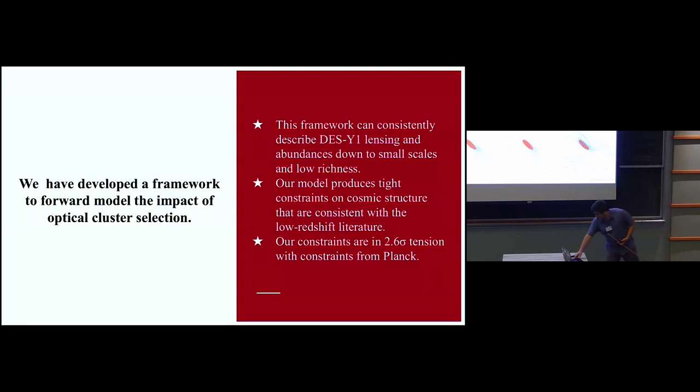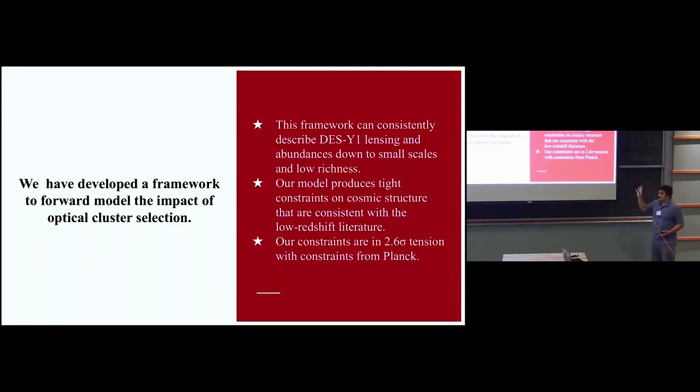Okay, so here's just to summarize this. This framework can consistently describe the DES Year 1 lensing and abundances down to low richness and small scales. This produces tight constraints on cosmic structure, and I didn't really make a big deal out of it, but if you care about the S8 tension, or the 2.6 sigma tension with Planck, it's not that significant.